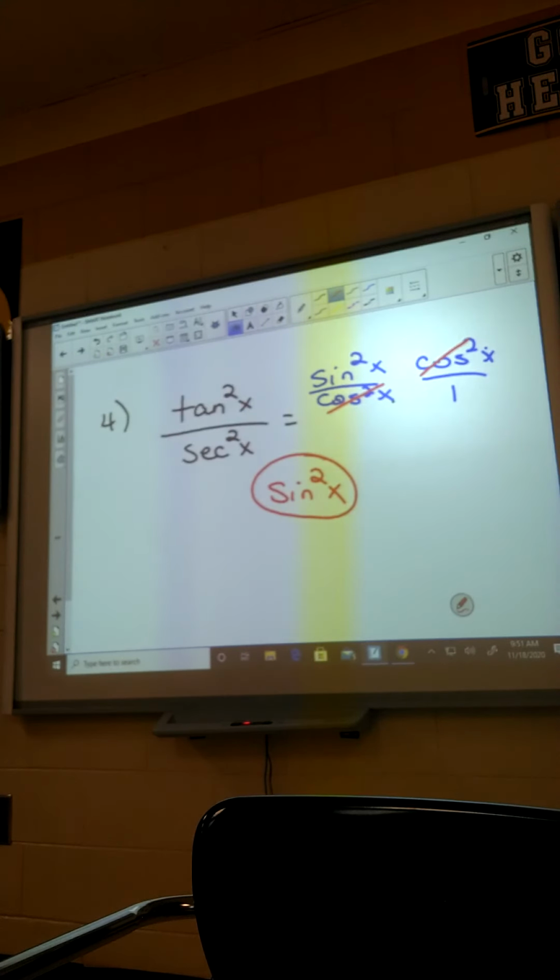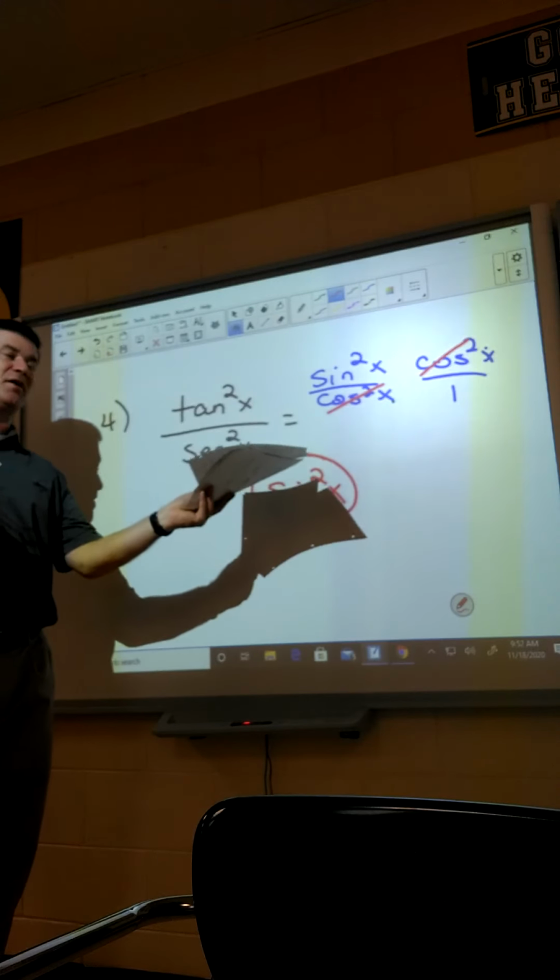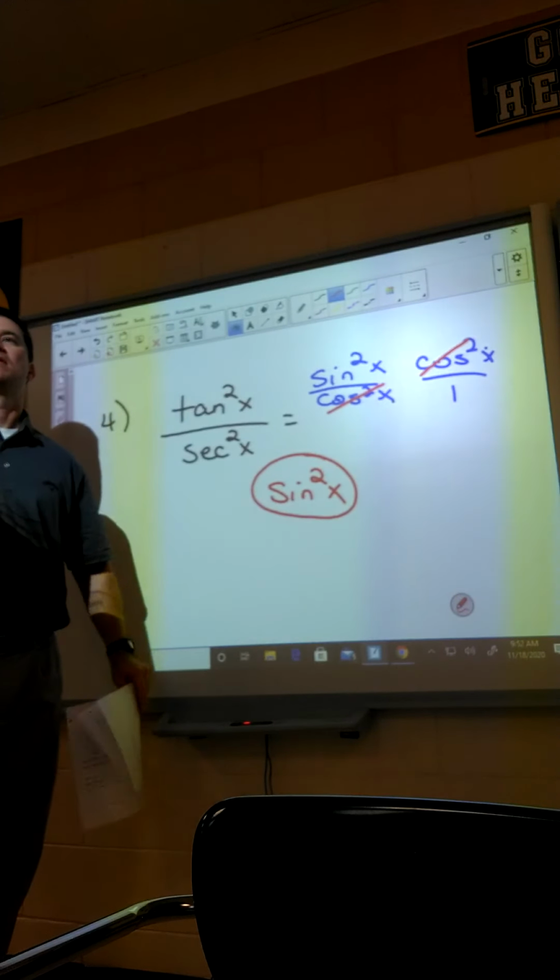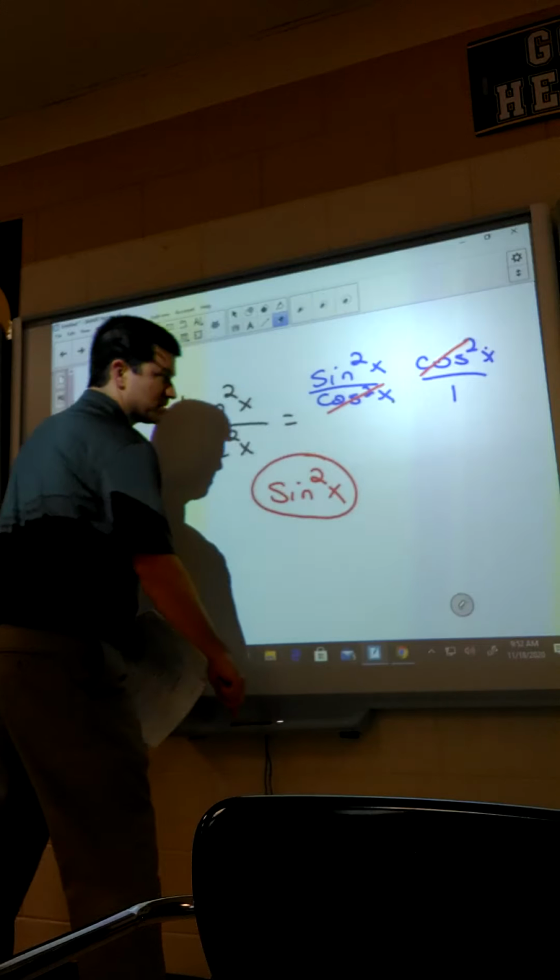Do we have to write the x under the tangent, secant, sine, all that stuff? Do you have to write the x every time? Nah, I'm good if you don't. I mean, I understand what you mean. As long as, if it's squared, you need to write sine squared.